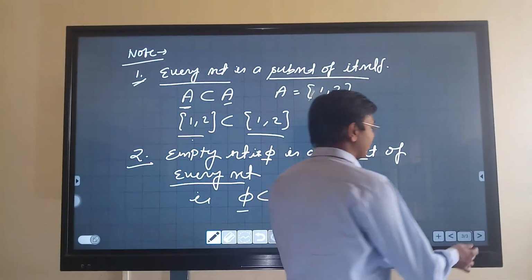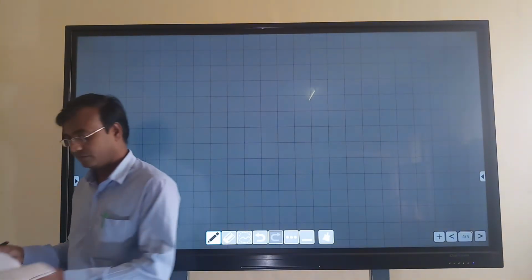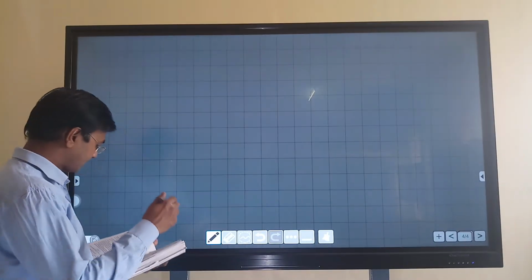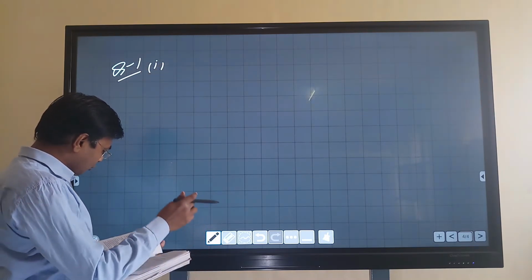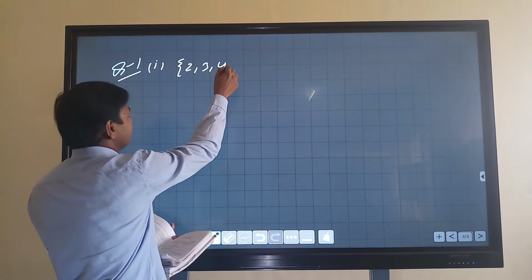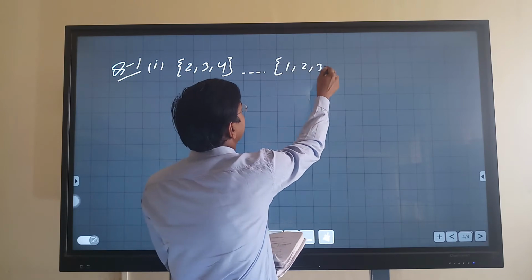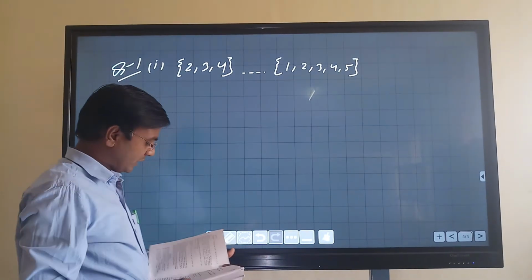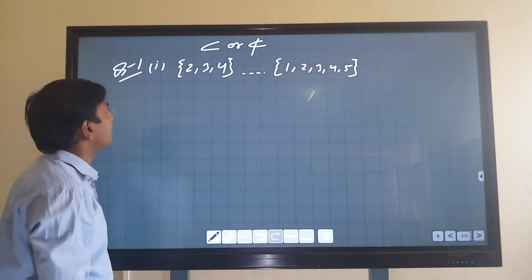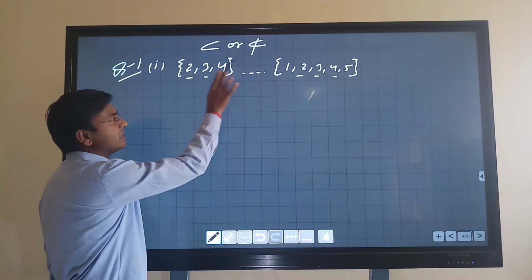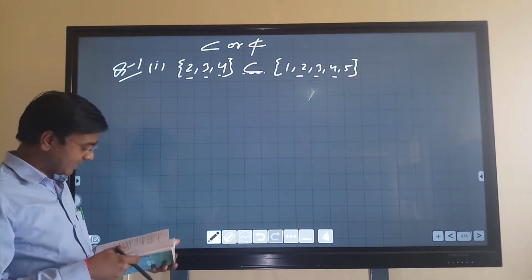In the exercise there are 3 questions based upon this concept. Let me discuss them. Exercise 1.3, question number 1. You will try all the parts; I am discussing some of them. Fill in the blanks. We have to use the symbol subset or not a subset. So check {2, 3, 4}. All elements are lying in this set. So clearly {2, 3, 4} is a subset of the second given set.